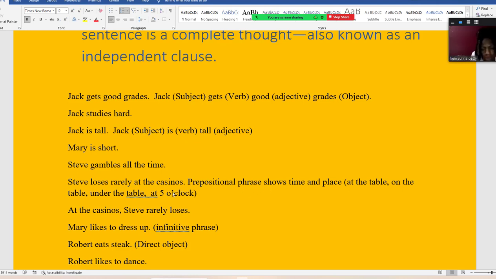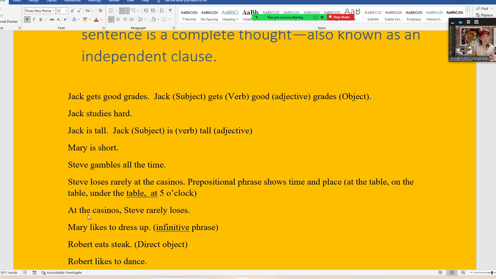So prepositional phrases can come either at the end of the sentence, like I went to school at 5 o'clock. There the prepositional phrase is at the end of the sentence. Or the prepositional phrase could also come at the beginning of the sentence. I could say, at 5 o'clock I went to class. So prepositional phrases can move around in a sentence. At the casinos, Steve rarely loses. This is still a simple sentence because here you have Steve rarely loses at the casinos.